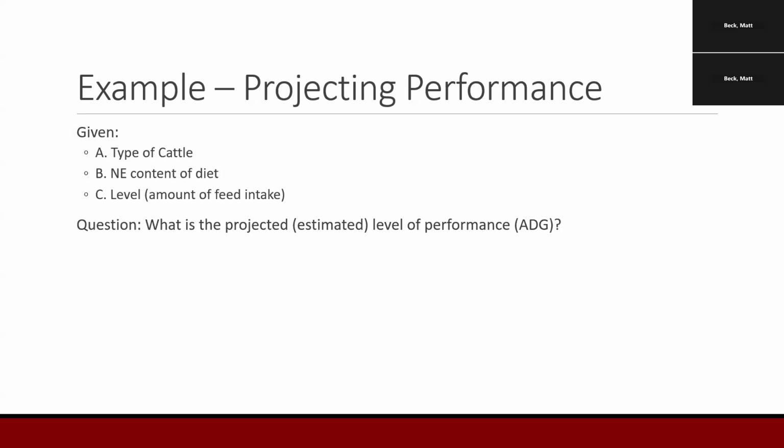All right. So if we know the type of cattle, we know the energy content of the diet, and we know how much of the diet they're consuming, we can predict what that animal should gain. It'll be very important in a lot of different systems to know, if we have an in weight and a targeted out weight, we need to know rate of gain so we can calculate how many days on feed to reach our target. Does that make sense?